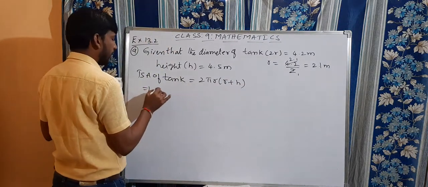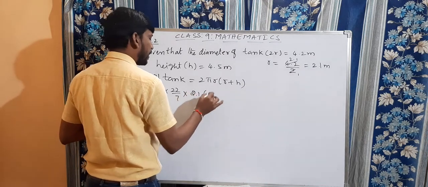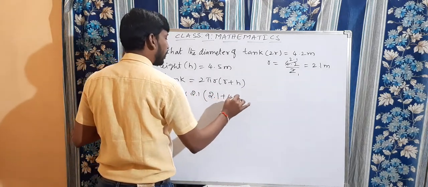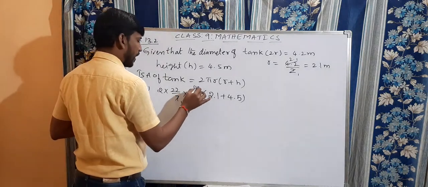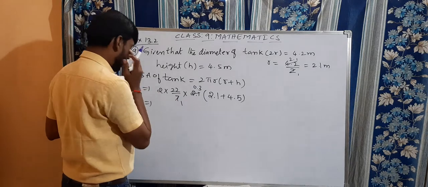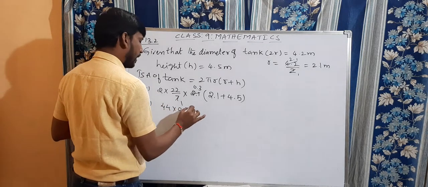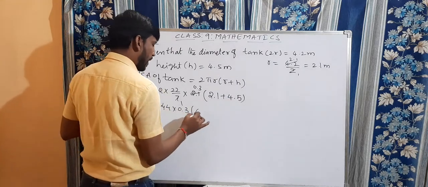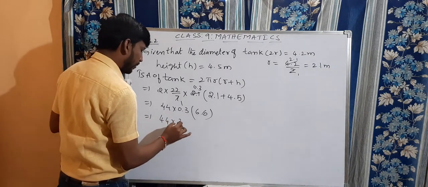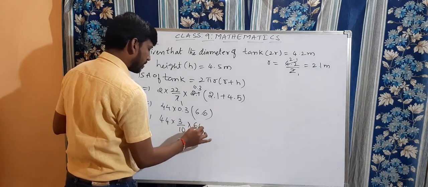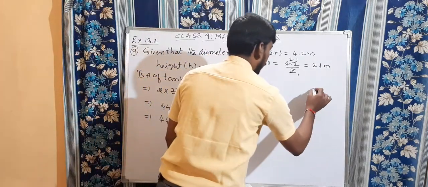Now which implies 2 into 22 by 7 into r is 2.1, into 2.1 plus 4.5. Now which implies 7 threes are 21, 0.3. Now 22 twos are 44, 44 into 0.3 into, by adding these two, that is 6.6. Now which implies again 44 into 3 by 10 into 66 by 10 here. Now multiply 44 into 3 is 132, already we know that.